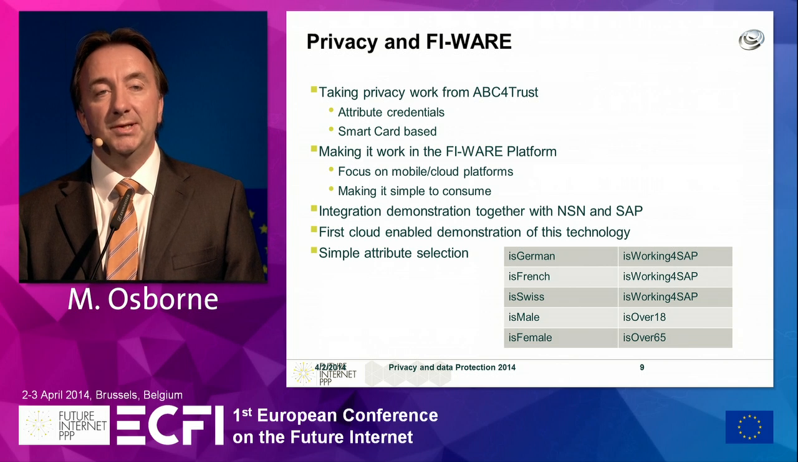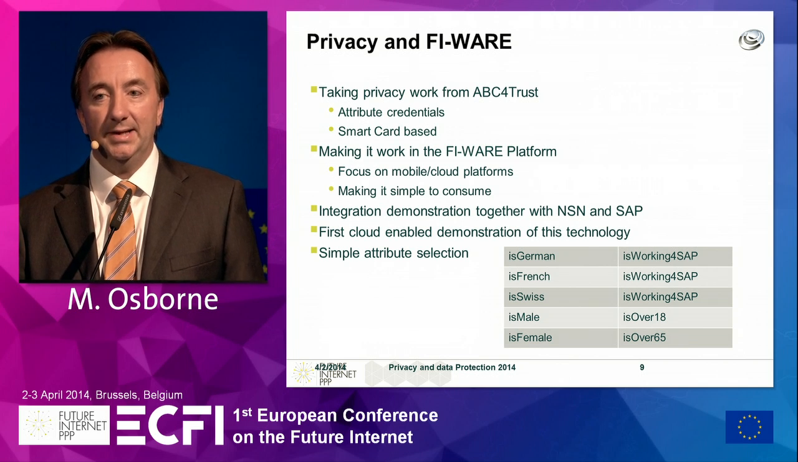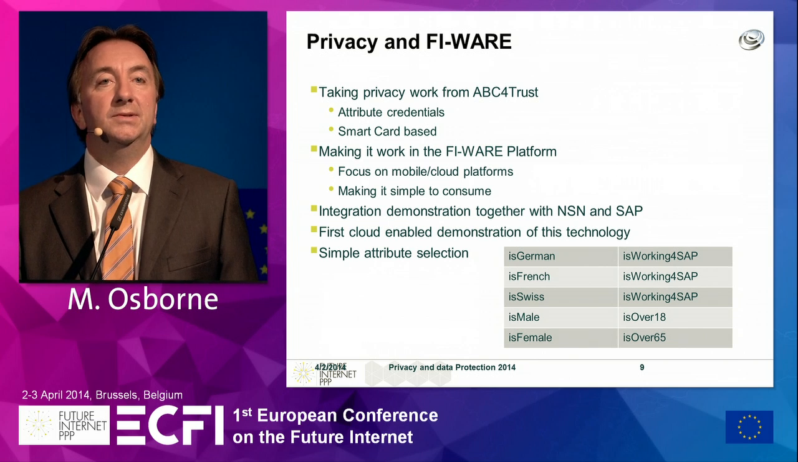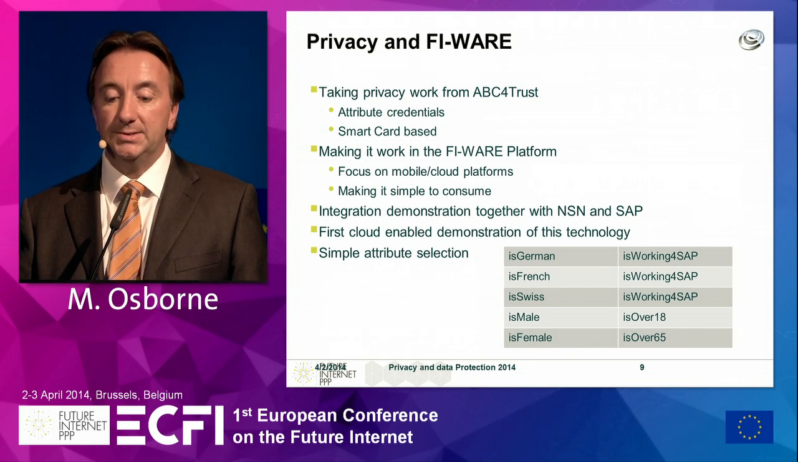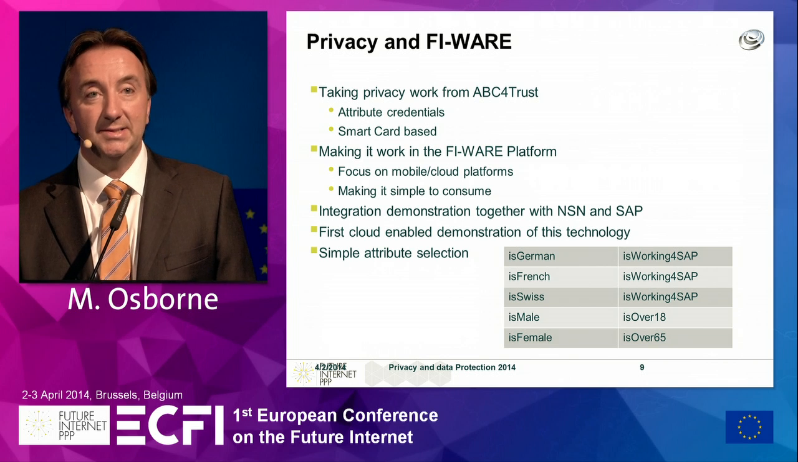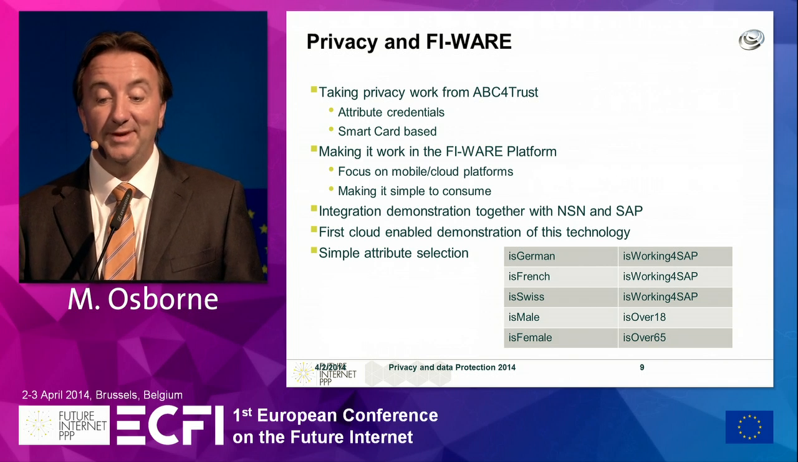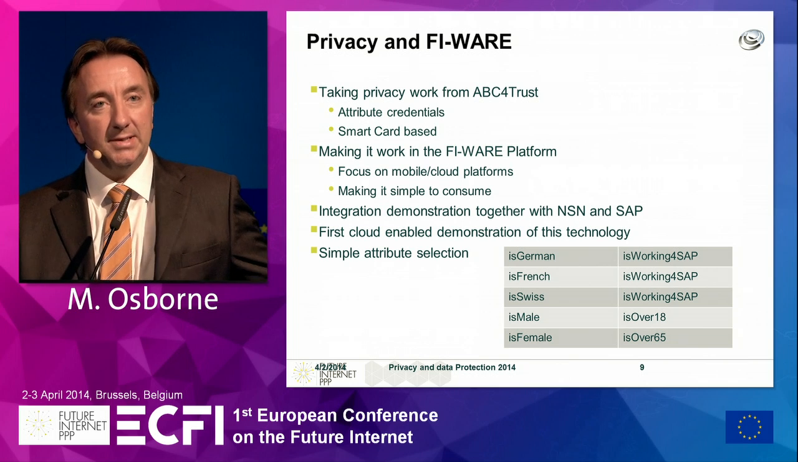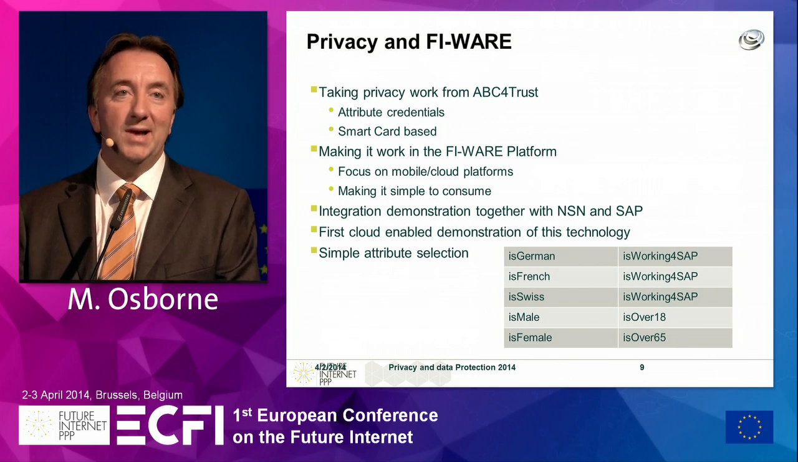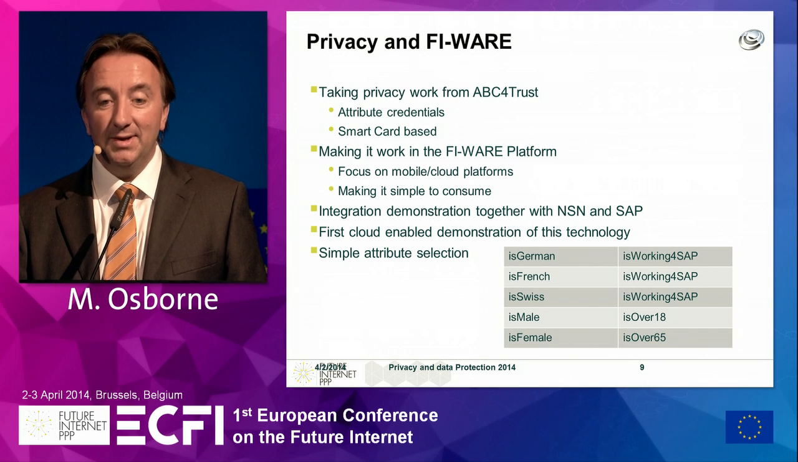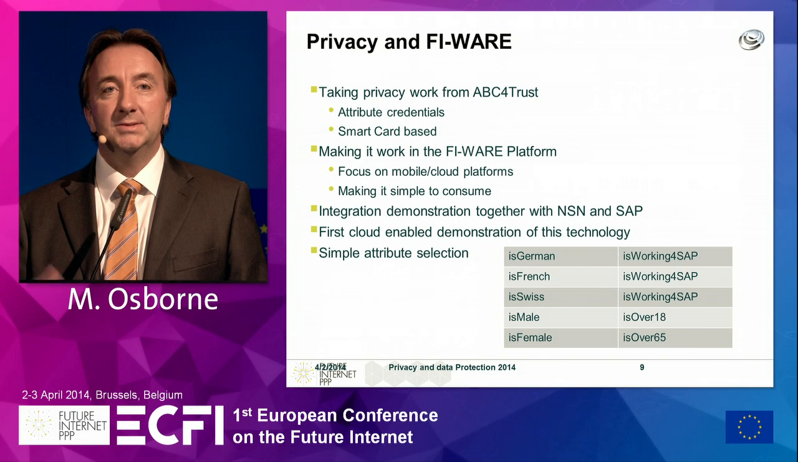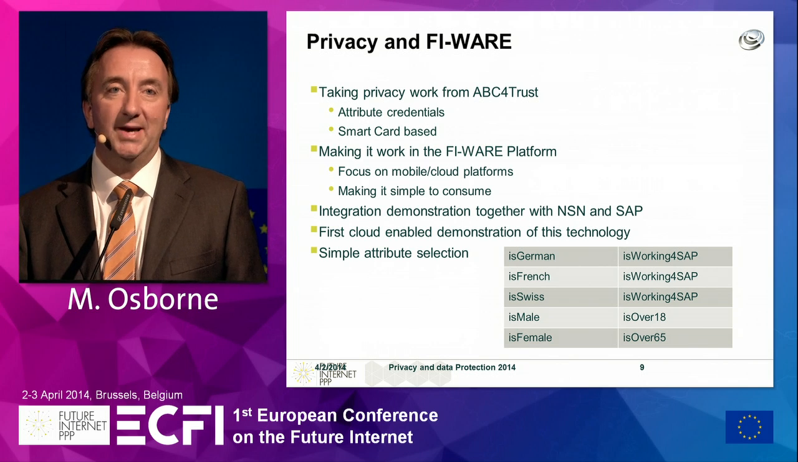Just imagine that you can constrain the availability of certain files based on your nationality, or whether you're male or female, or whether you work for one of those companies. So instead of sending a whole certificate with all of your attributes in, you can just prove that you work for SAP or that you work for IBM. This is what we mean by attribute-based access control.